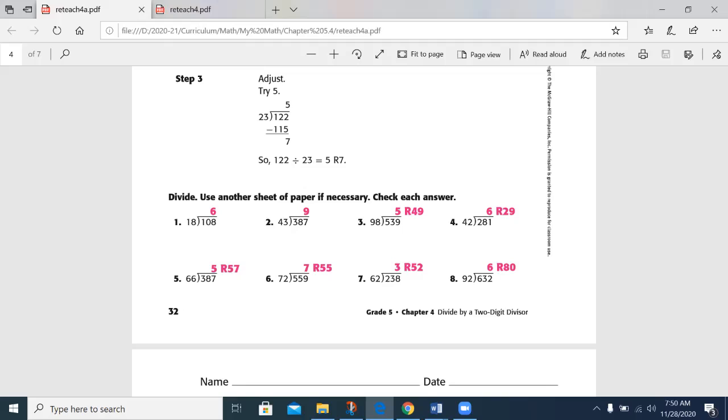And number 7, start with a 3 and we get 3, remainder 52. Number 8, we ended up with 6, remainder 80. So we had some pretty large remainders, and that's likely because they wanted you to have to think about the digit you were placing in the quotient.